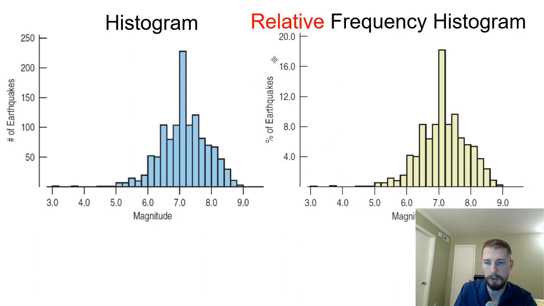Sometimes we might change that to a relative frequency. If you remember, relative just means we changed it to a percentage. So that would tell us that the overall percentage was about 18% of all earthquakes were at the largest bin size, which was anywhere from 7 to 7.2, but not including 7.2.